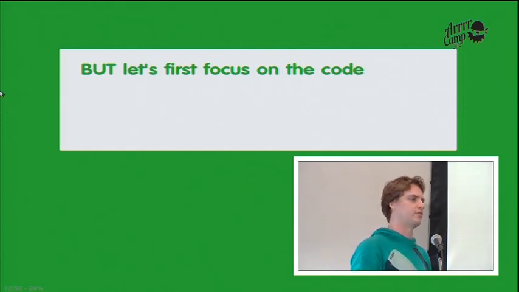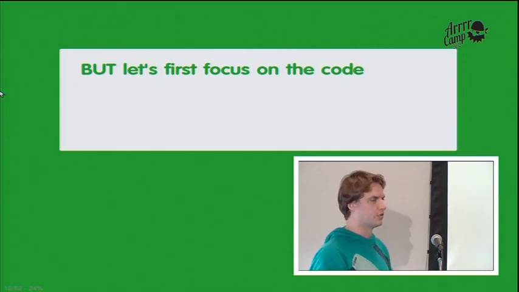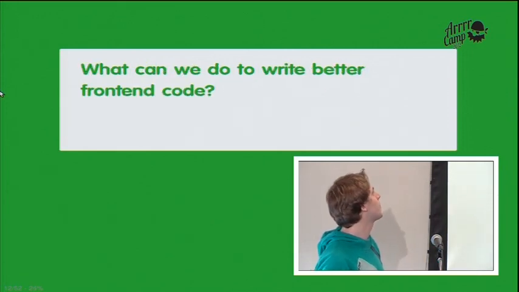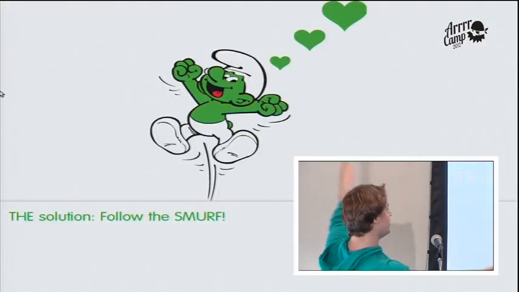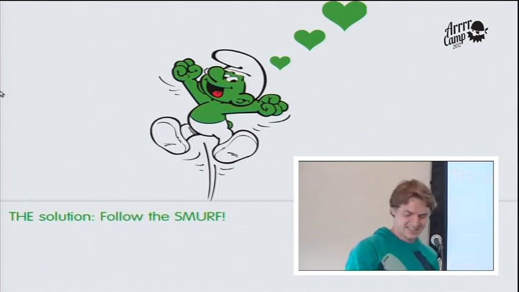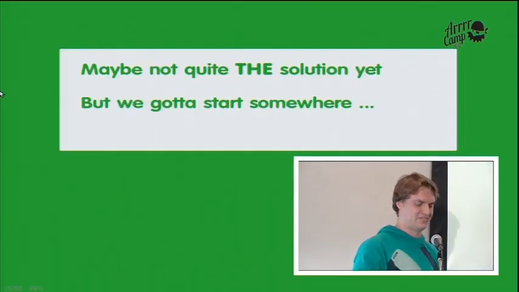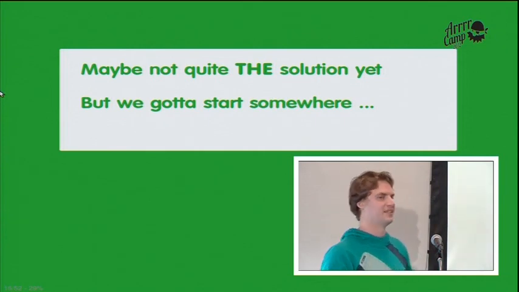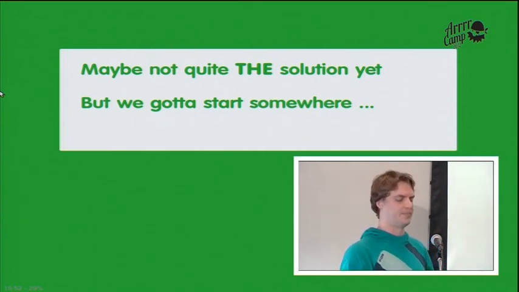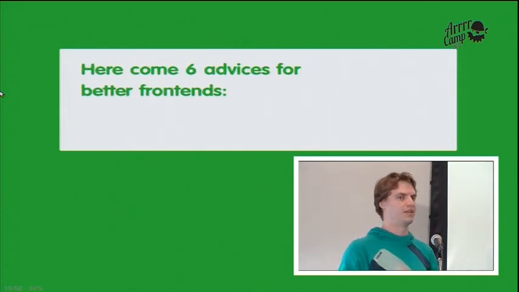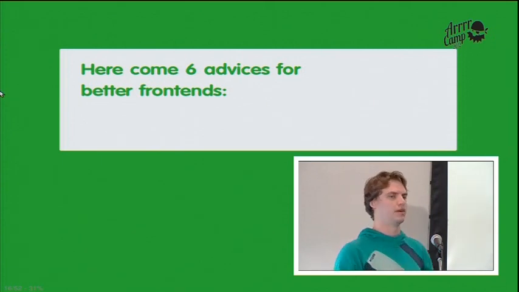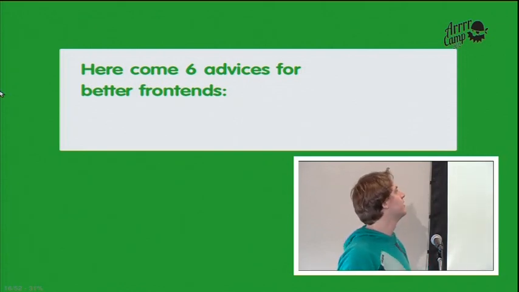I said that there's something wrong with the code and the design process, but let's focus on the code first. So what can we do to write better front-end code? I have a solution: follow the SMURF. Well, it's definitely not the solution yet, but as I said, we have to start somewhere. In this talk, I'm trying to give you a couple of followable pieces of advice that, in my experience within the last couple of years, will definitely lead to better front-end code. Not to perfect front-end code, but better. So let's start.